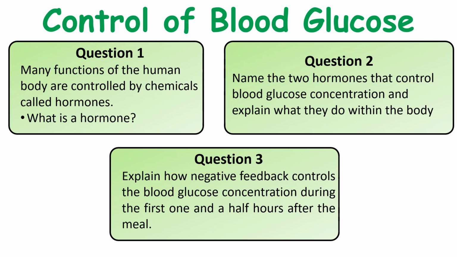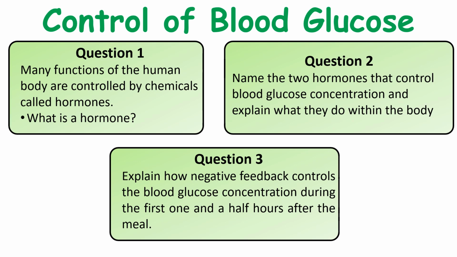The second question is to name the 2 hormones that control blood glucose concentration and explain what they do. Remember, the hormones are insulin and glucagon. You'll need to explain how insulin is causing blood glucose levels to drop and how glucagon causes blood glucose levels to rise.